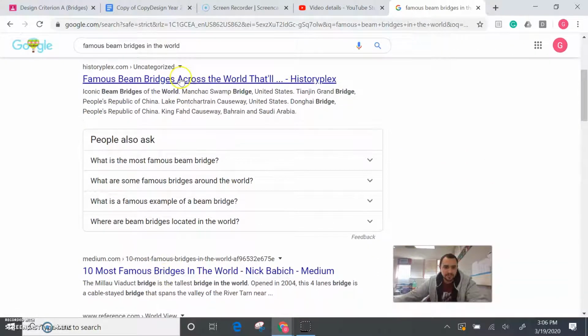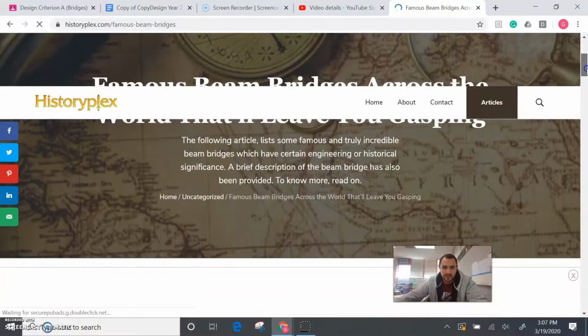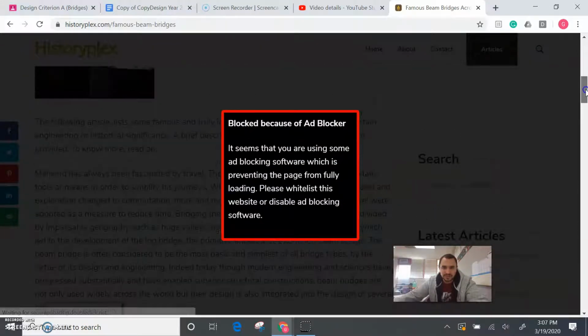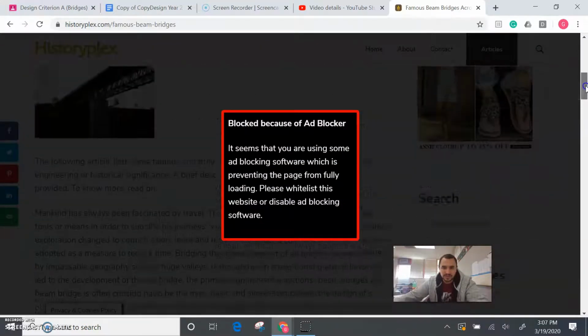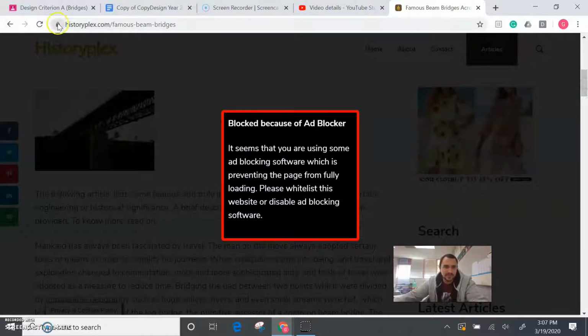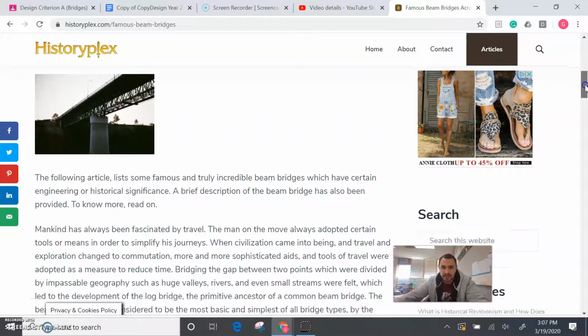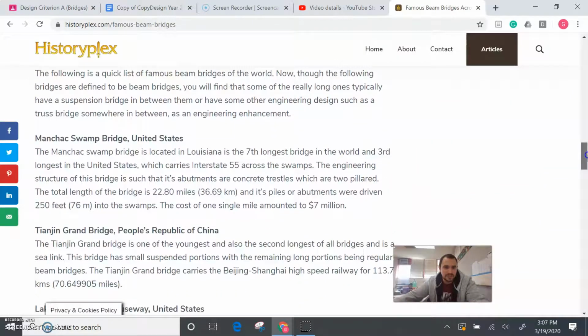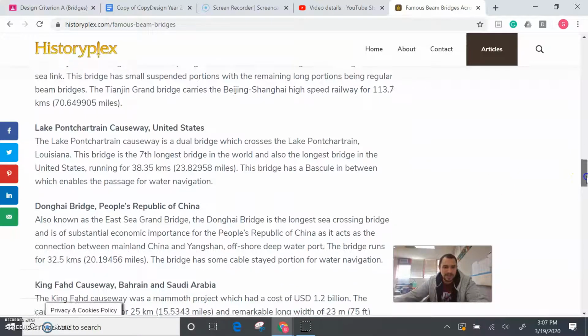Let's just take a look at this one, just to show you where I'm going. There's an ad blocker. How do I close out of this? Okay, all right. So, what is a beam bridge? Iconic beam bridges of the world. So there's one right here. Gives you some information. There's another one here. So as soon as you get the name, you should be able to find some bridges.